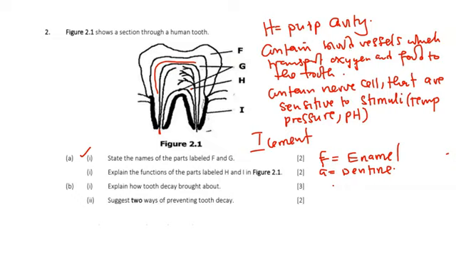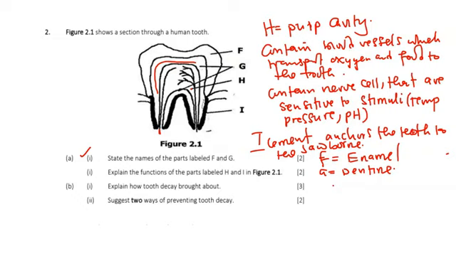Now, where we are coming from, we had said that the cement just simply attaches the what? The tooth to the jawbone. Okay, so it attaches or anchors the tooth to the jawbone. So that is the function. So we've answered this second question: explain the functions of the parts labeled H and I.